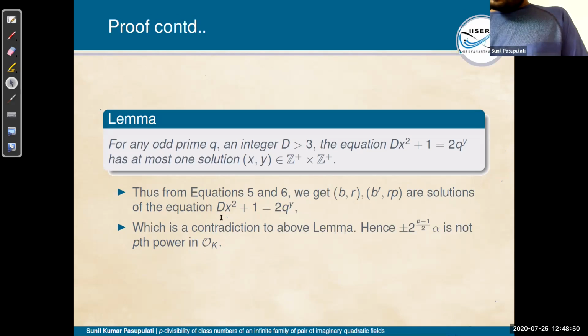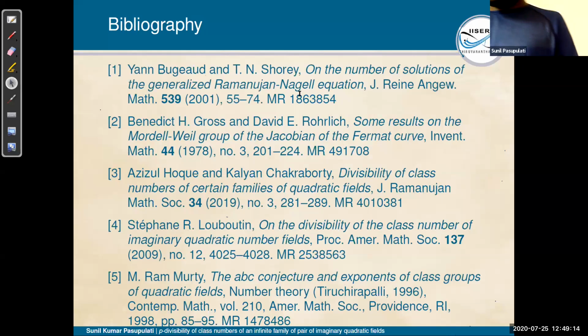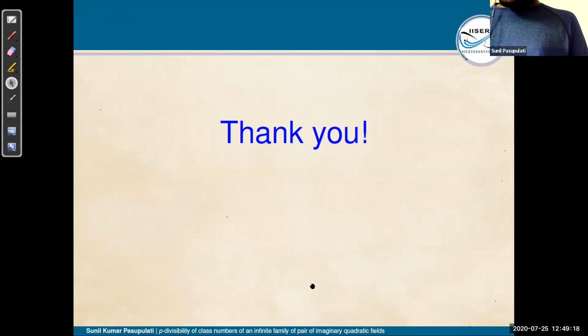Whatever the case, when A is odd, we could get two solutions for this equation, which is a contradiction. So this plus or minus 2 power p minus 1 by 2 alpha is not a p-th power, which proves our main theorem. I will not be giving the proof of this lemma, but that is a simple consequence. These are my references. This is a paper where the results of the Diophantine equation are. And thank you.